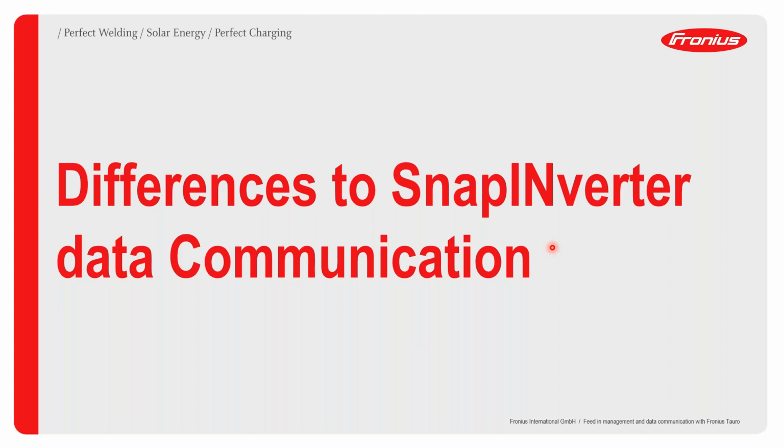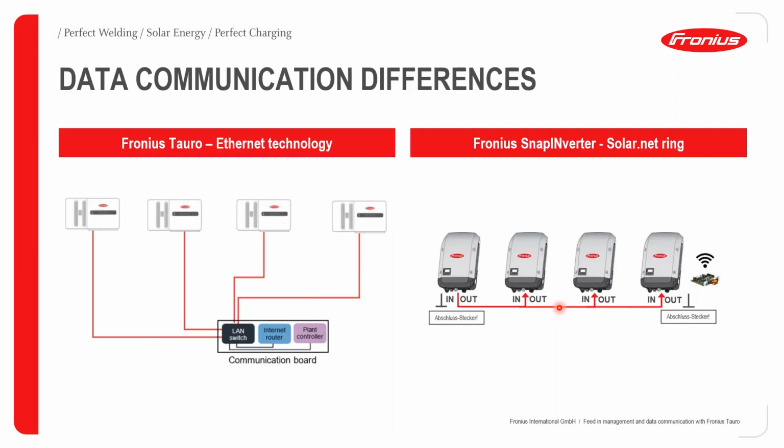So what are the differences to the SNAP inverter data communication? Firstly, with the Fronius Tauro, we use a purely Ethernet-based communication topology, okay? And it's strictly a star-based topology. So in this case over here, I have 4 Fronius Tauro inverters. Each Fronius Tauro inverter has a pilot card, and each one is connected with an Ethernet cable to a LAN switch, okay? So this LAN switch is connected to 4 Tauro inverters.